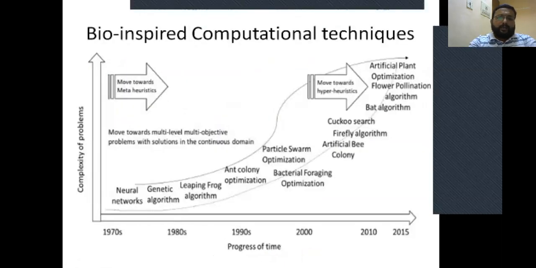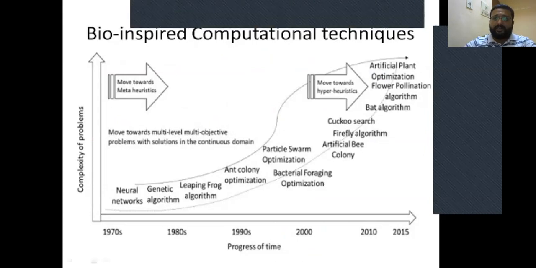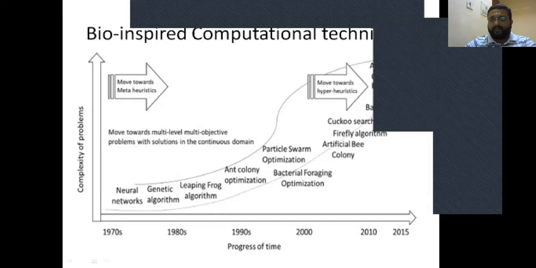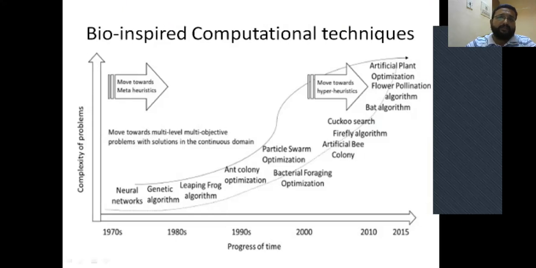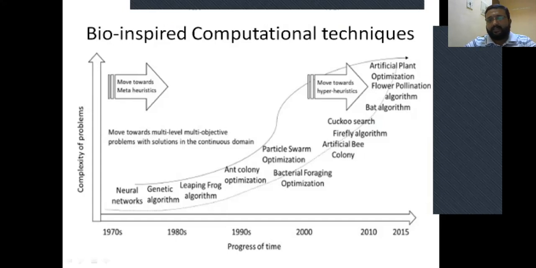So now, I want you to look at this graph very closely. I have been telling you for a long time, most of my students in this particular class are CSE students, that there are a lot of techniques for bio-inspired computation. These are the actual names of the different algorithms that are in existence today, the most common algorithms. There are many, but you can see the most common ones here. Here you see the movement is towards meta-heuristics, and here the movement is towards hyper-heuristics.